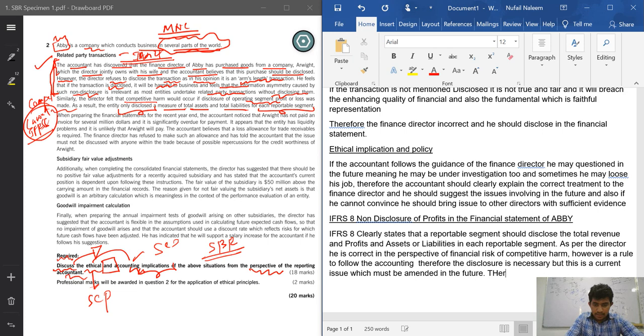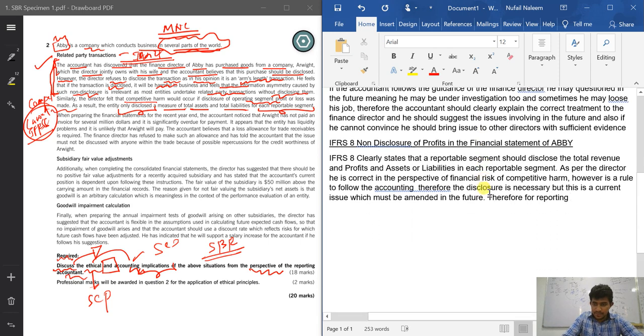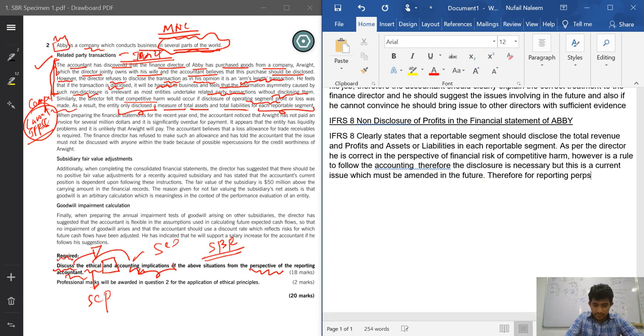Therefore, for reporting perspective, this must be included. Please keep that in mind, students. For reporting perspective, this must be included. So I'm going to write here ethical issue, ethical implication, as a subheading, ethical implication.